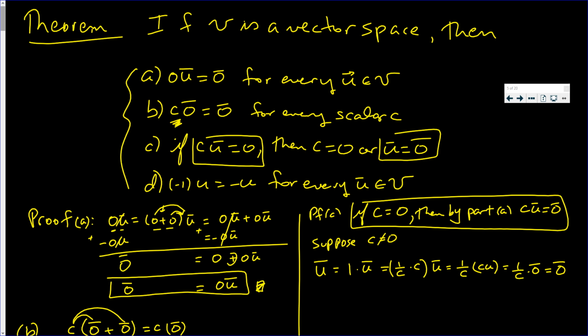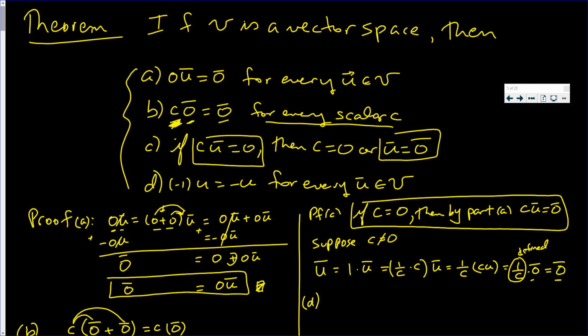Part B doesn't say c had to be non-zero. It says for any scalar. In particular, when c is non-zero, you multiply it by the 0 vector and you get back the 0 vector. So here's a non-zero number, or any number. Well, it has to be defined. This is defined. And you multiply by the 0 vector, you get back the 0 vector. So C is proven.